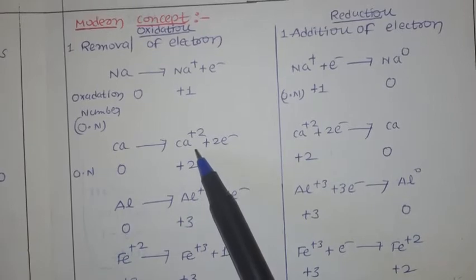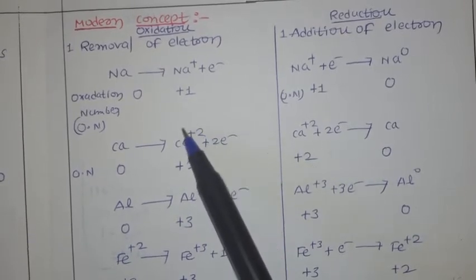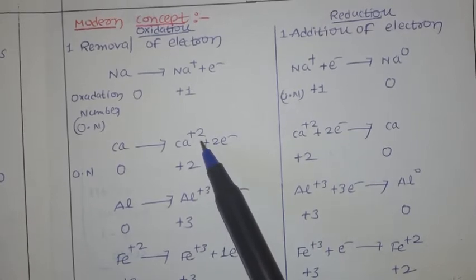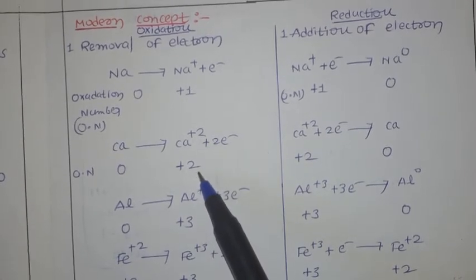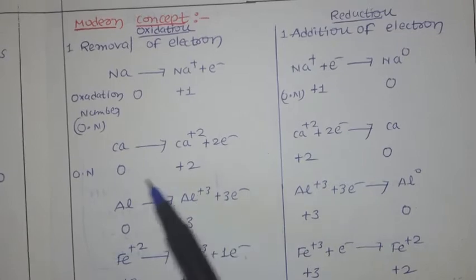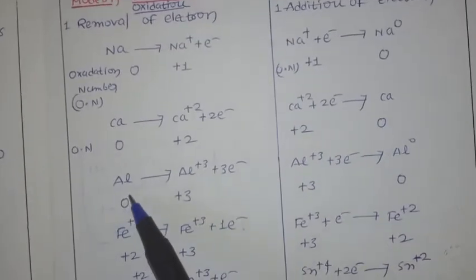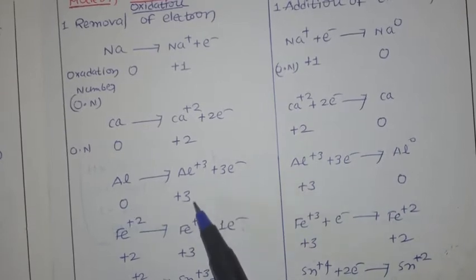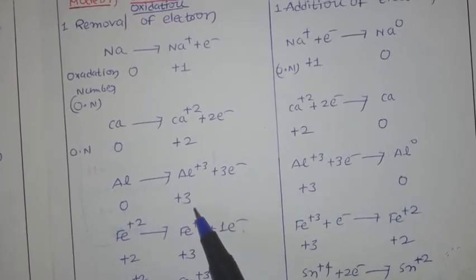Now for here, the oxidation state is +2. Why? Because for a monatomic ion, whatever the charge is, that charge is equal to the oxidation number. So +2. Here aluminum is converted into aluminum +3. So here the oxidation number is 0, and here +3. So there is an increase in oxidation number.